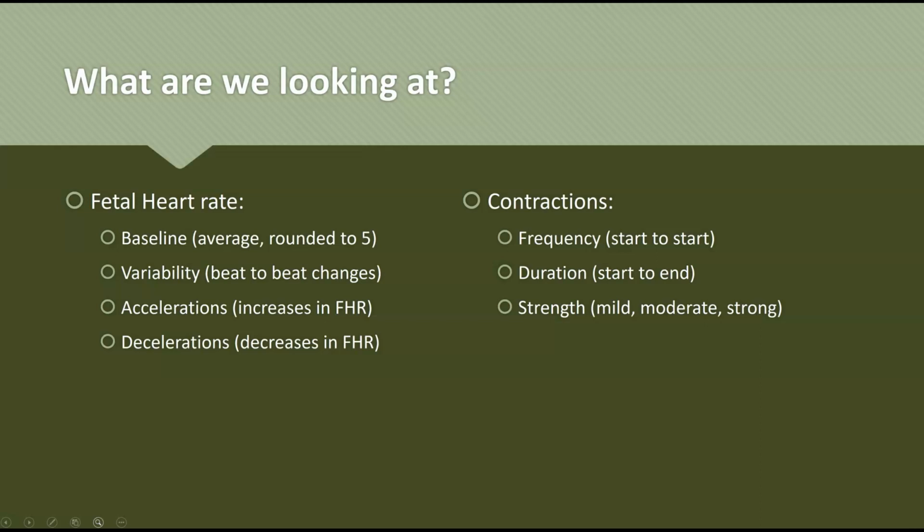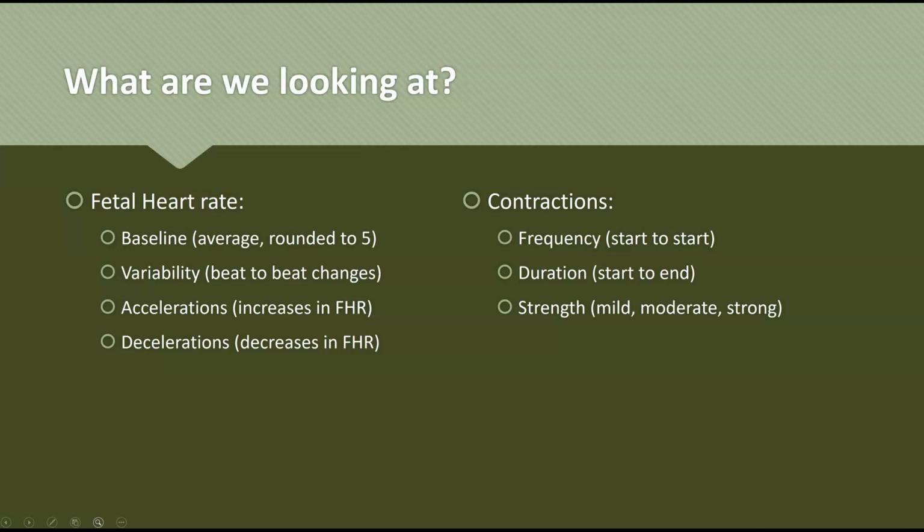The baseline, we talked about we want to be in between 110 to 160. If we have a baseline above or below that average range, we would consider that tachycardic or bradycardic. And we have some specific influences we know that are to increase the likelihood of our fetal heart rate being tachycardic or bradycardic.